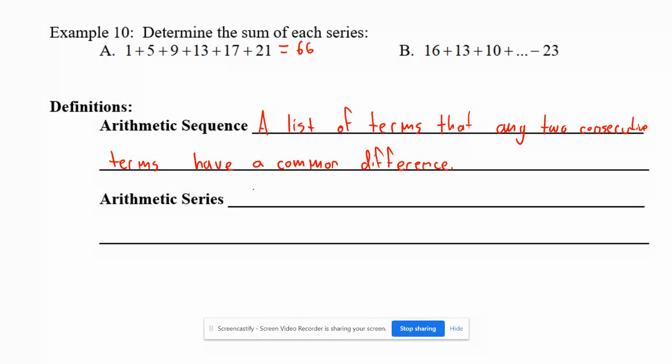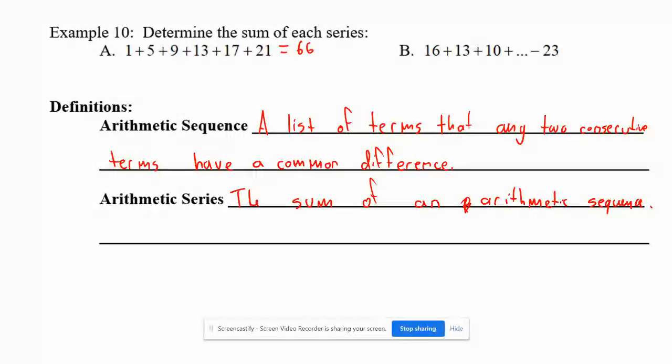Okay, so an arithmetic series is the sum of an arithmetic sequence. Sorry guys, can't spell this morning. Okay, so in this case, this is an arithmetic sequence. We're just going to add all those terms up together.